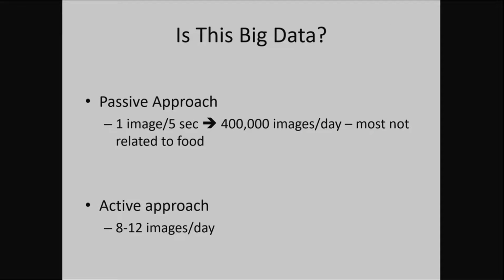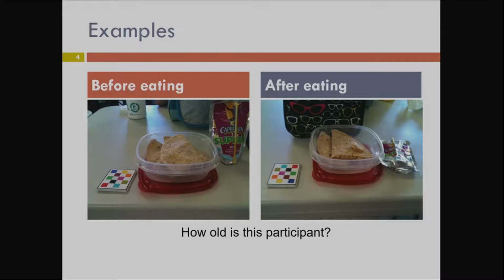And is this big data? Yes, this is big data. And it's important to appreciate that, because when you see some of the progress that's been made, it's come a long way. So one image every 5 seconds, you can get up to 400,000 images a day, and most of that is not related to food. So you have to filter through it. And with the active approach, you get 8 to 12 images a day, and that's because that's 4 to 6 eating occasions. Because you take a before and an after, and with the video, you don't have to worry about that.